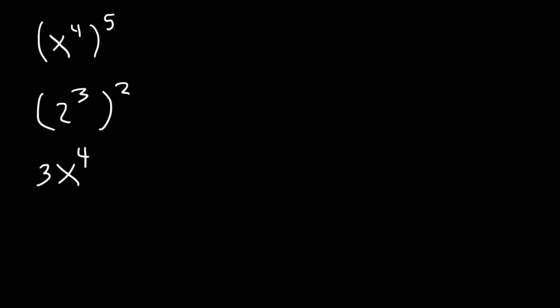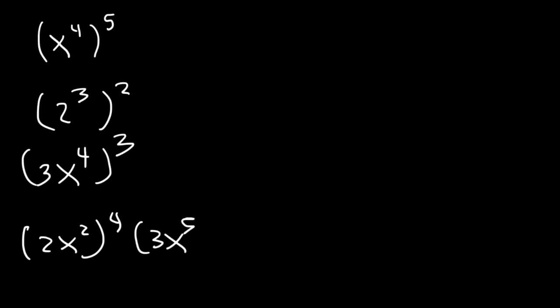Let's try some more examples. X to the 4th raised to the 5th power, 2 to the 3rd raised to the 2nd power, and also 3x to the 4th raised to the 5th power. I mean, not to the 5th, but to the 3rd power. And also 2x squared raised to the 4th times 3x to the 5th power squared.